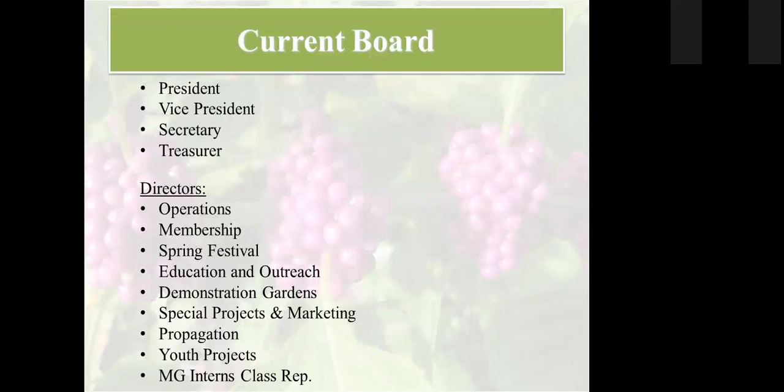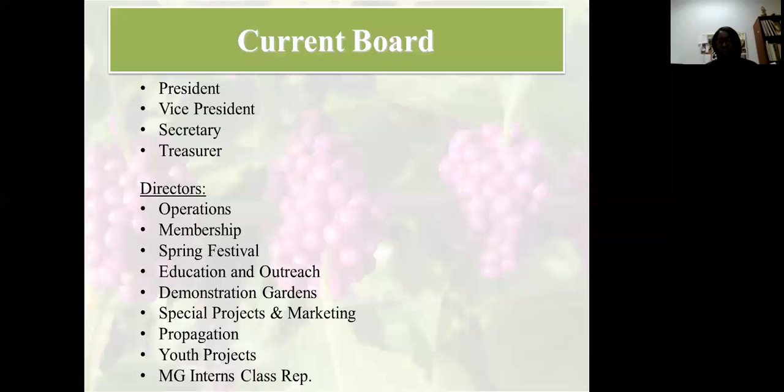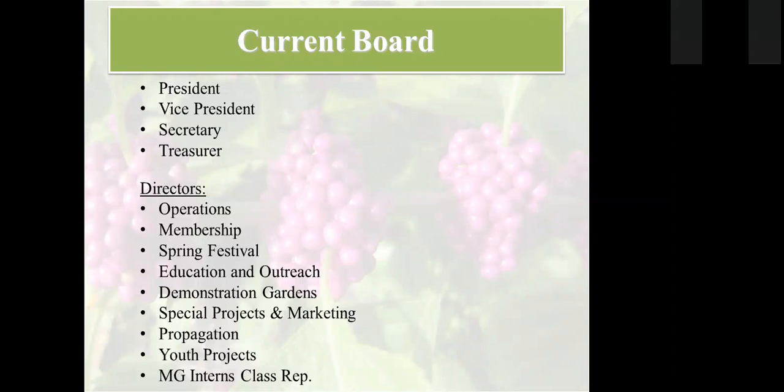So our current board, we have a president, a vice president, a secretary, and a treasurer. We have directors for each of the programs. And I run my Master Gardener program just as you would a business. And so my Master Gardeners have the ability to make decisions related to the areas of operation.